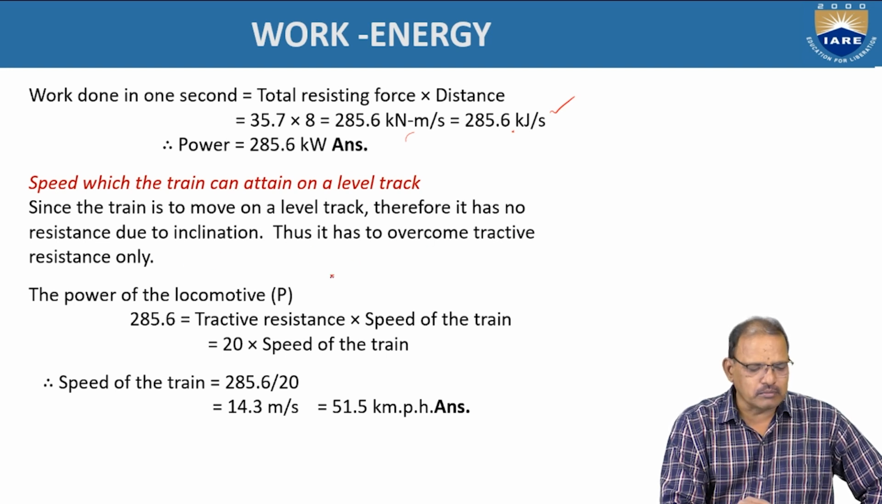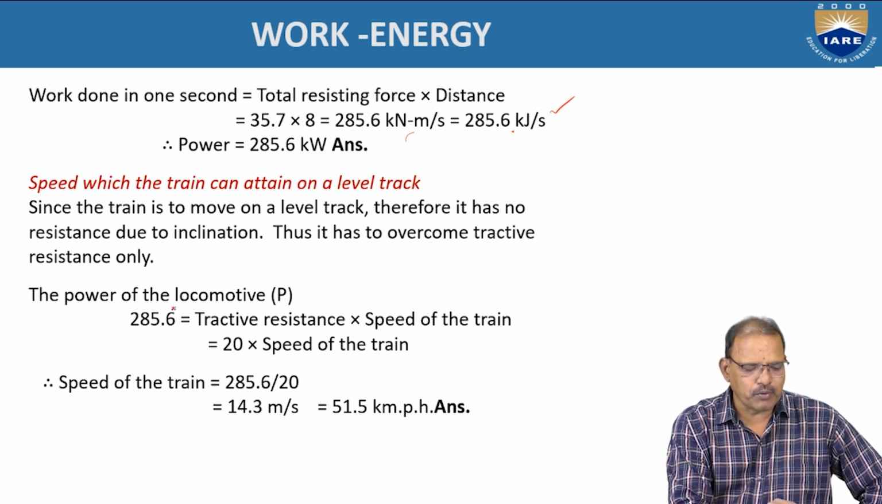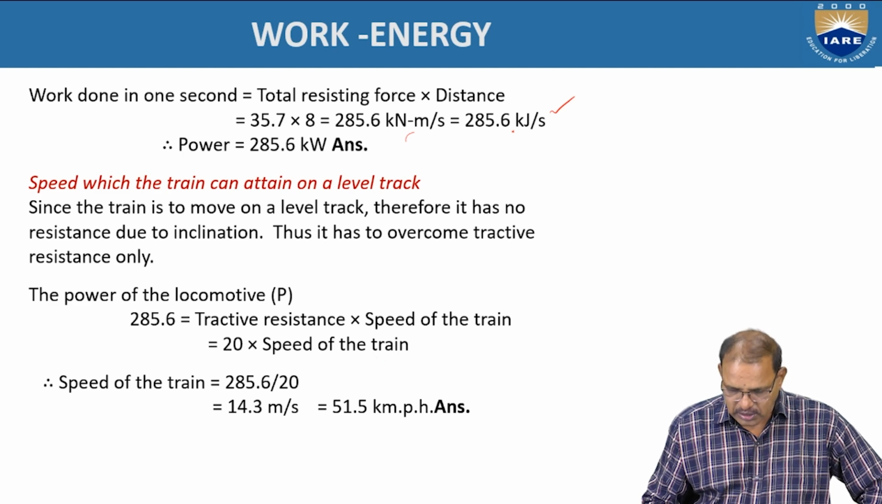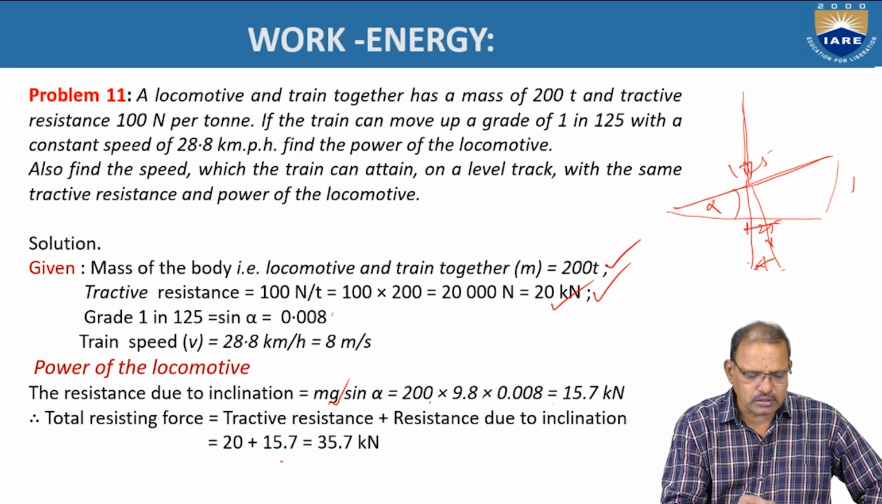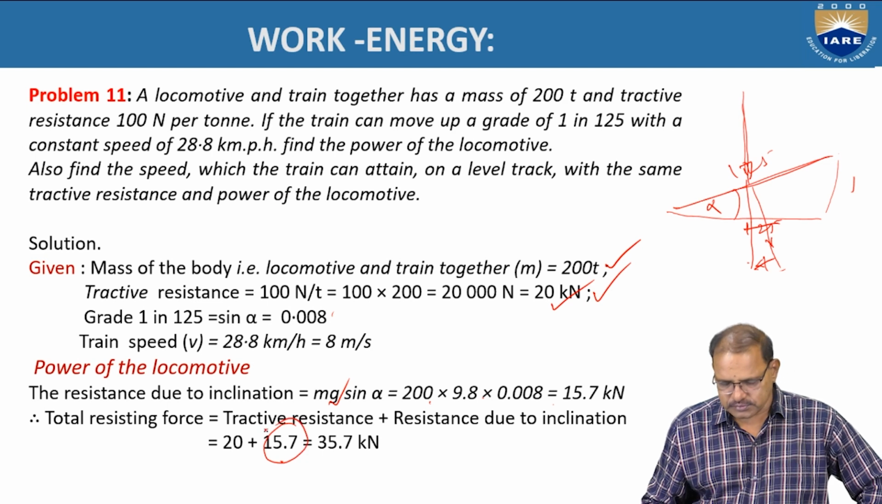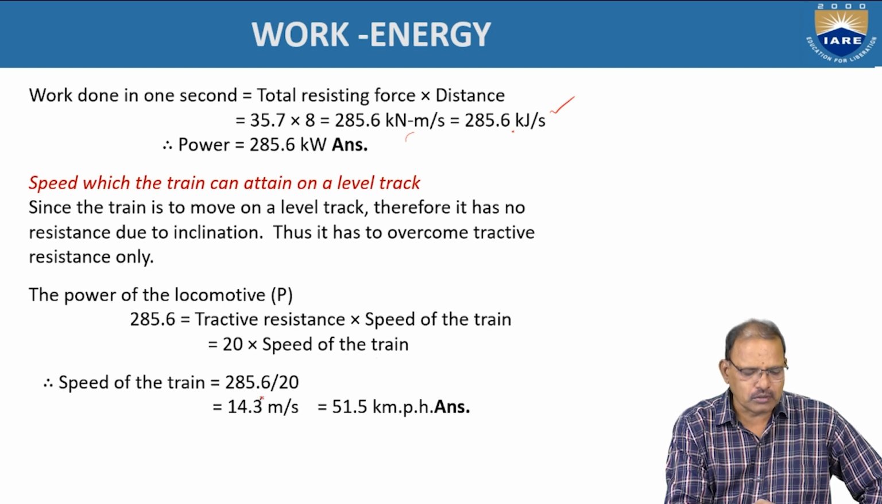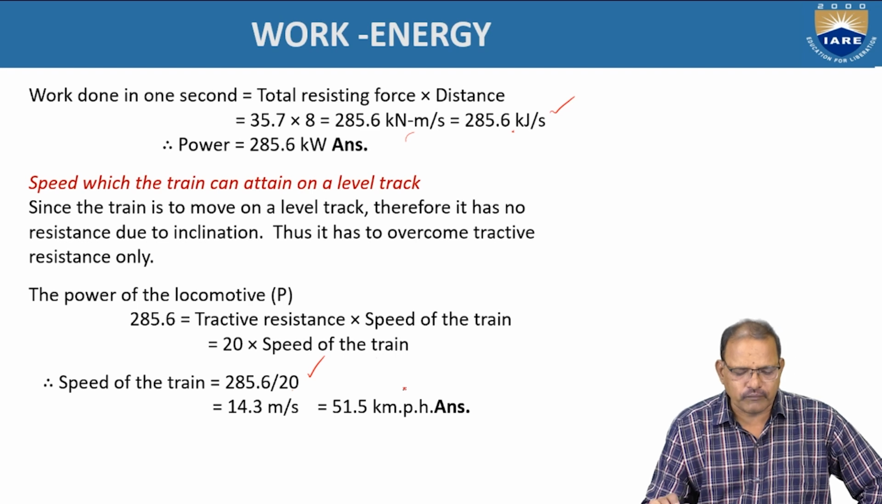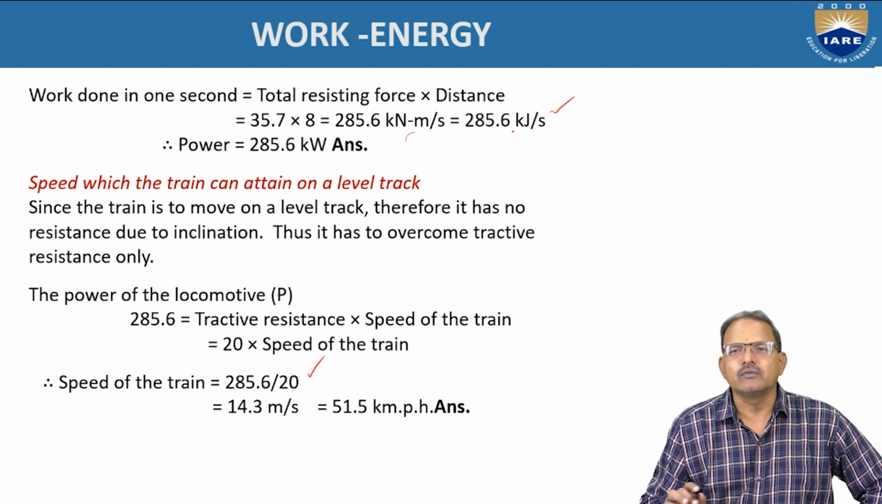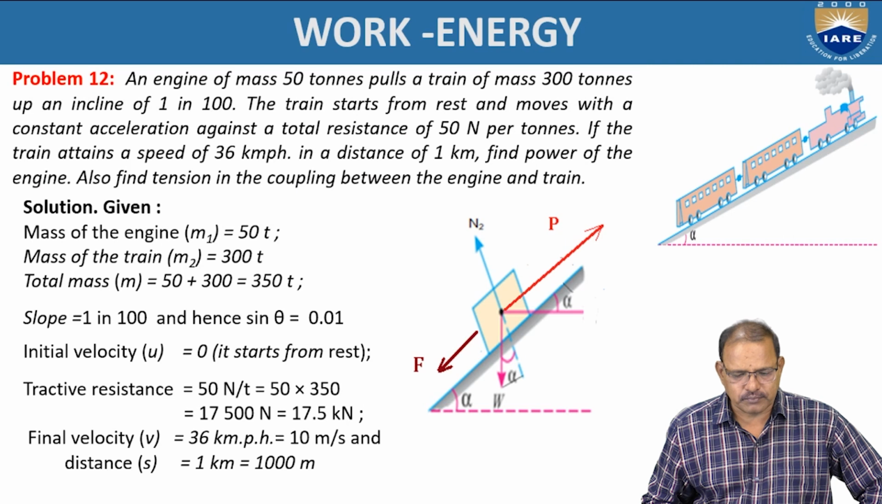So it has to overcome the resistance, which is equal to the power of the locomotive: 285.6 is equal to track resistance times the speed of the train. It is equal to 20 into the speed of the train. That is the additional resistance given earlier, so this 15 can be eliminated. So from this relation, speed of the train is equal to 285.6 divided by 20, which is equal to 51.5 kilometers per hour, or 14.3 meters per second.